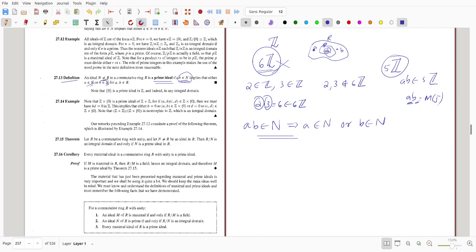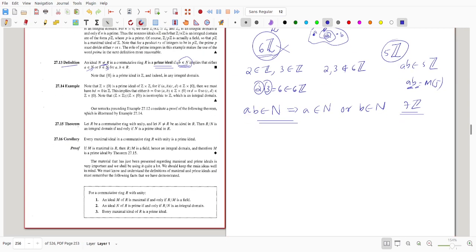Otherwise, the product will not be a multiple of 5. So 5Z, 7Z are all examples of prime ideals. Okay, so there are so many prime ideals, and we have a theorem, Theorem 27.15. In this theorem, we say that R is a commutative ring with unity and N is a proper ideal. Then R by N is an integral domain if and only if N is a prime ideal.